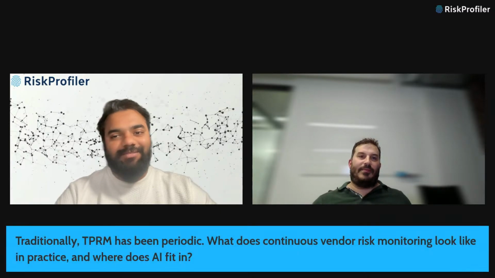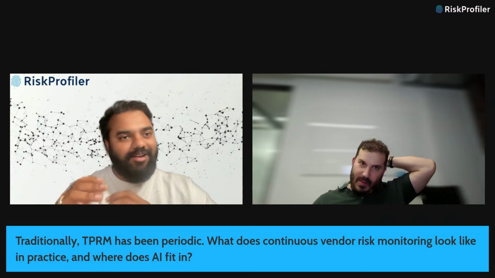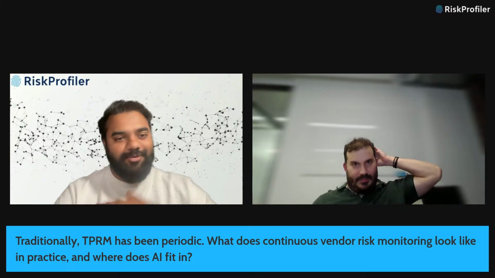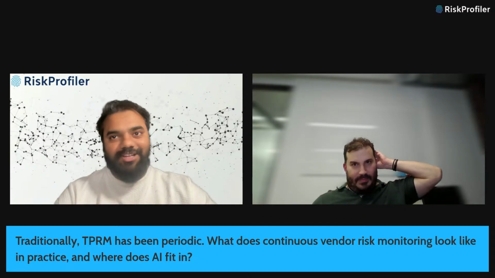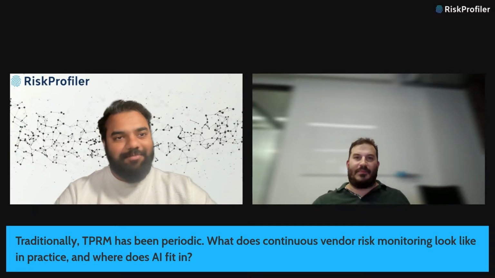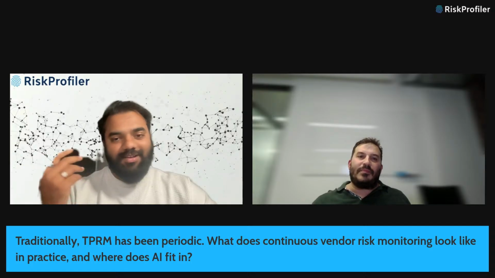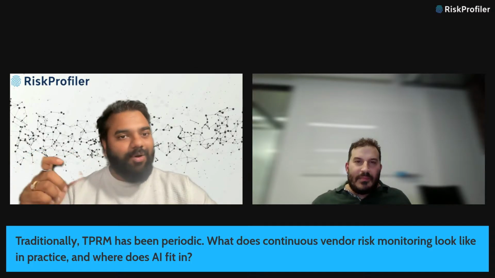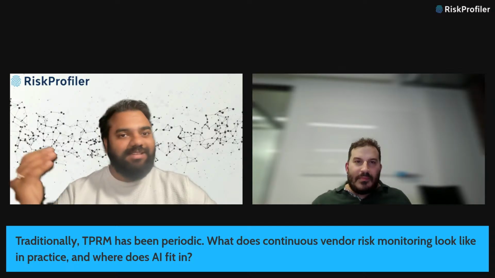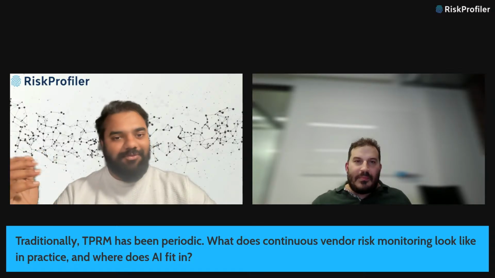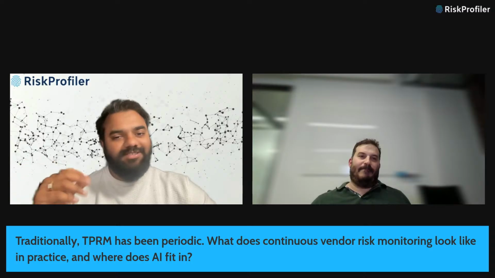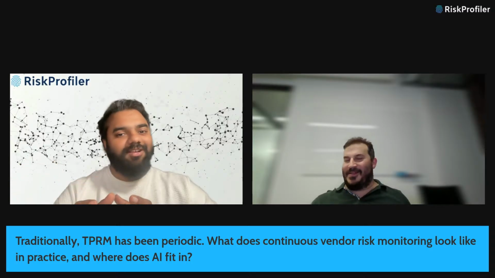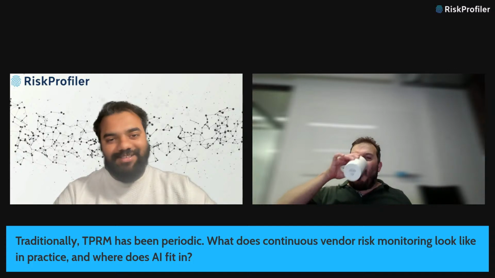And when it comes to current third-party risk management, traditionally, right, third-party risk management has always been periodic. For example, when you're onboarding a third-party vendor, you go ahead and do some due diligence. And the next due diligence is a time-bound thing that you do once in a year or once in 2 years. So, what does continuous vendor risk monitoring look like in actual practice?